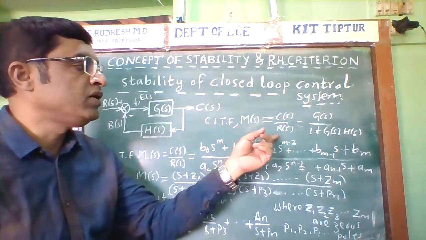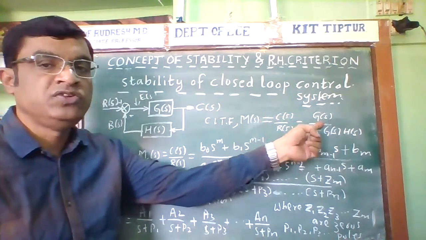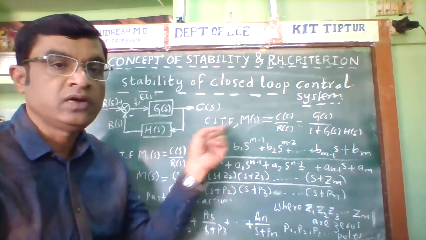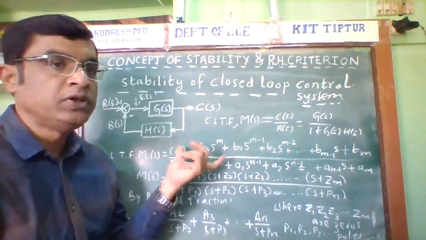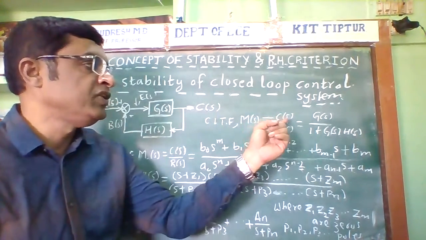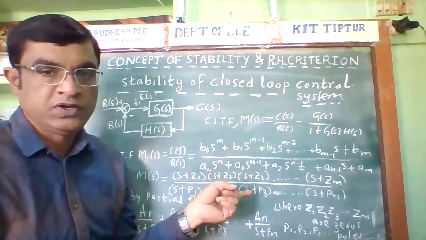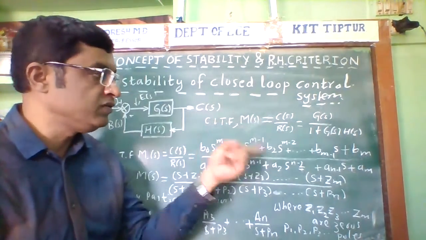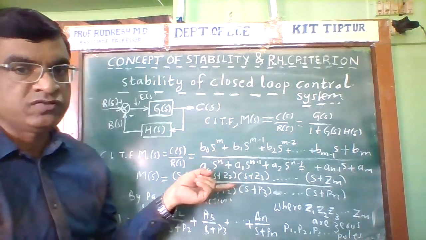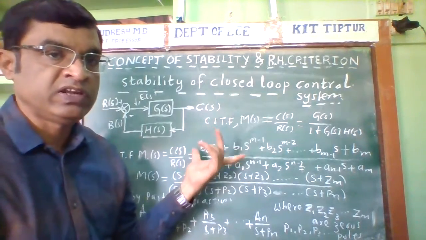The closed loop transfer function is C of S divided by R of S, equal to G of S divided by 1 plus G of S into H of S. The open loop transfer function means the product of G of S into H of S. These things are very important, because based on them we analyze the stability of the control system by using the RH criterion, root locus, Bode plot or Nyquist criterion.